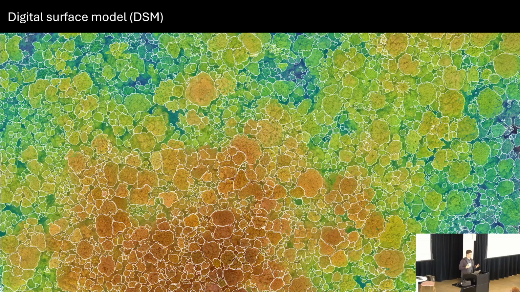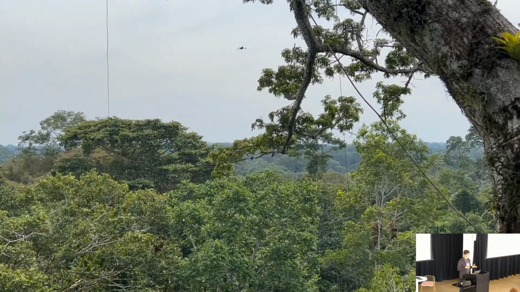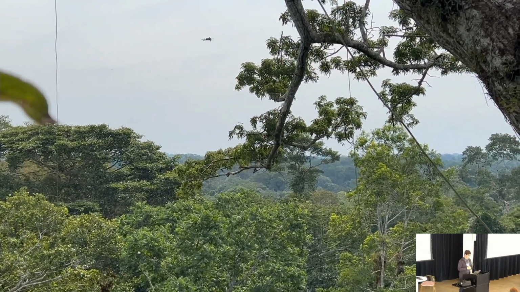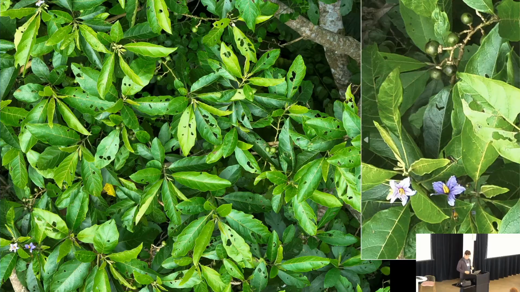And then we also know what is the elevation of each tree, so we can do things like sending the drone back to precise locations. And these are the red dots that we see in the images. And then we can actually program the drone to take really, really close-up photos by sending the drone 6 meters from the ground. And then we get images like this.